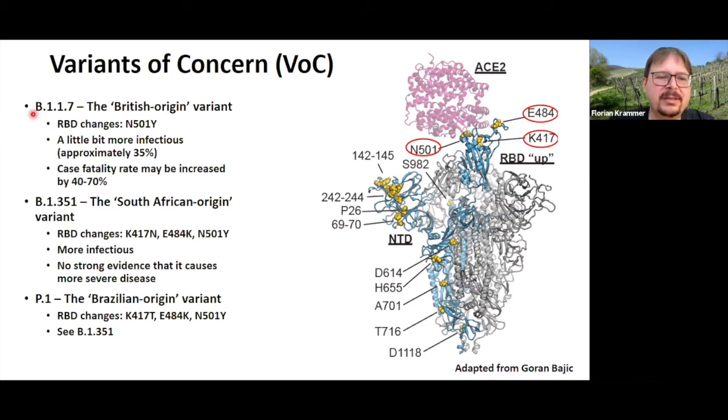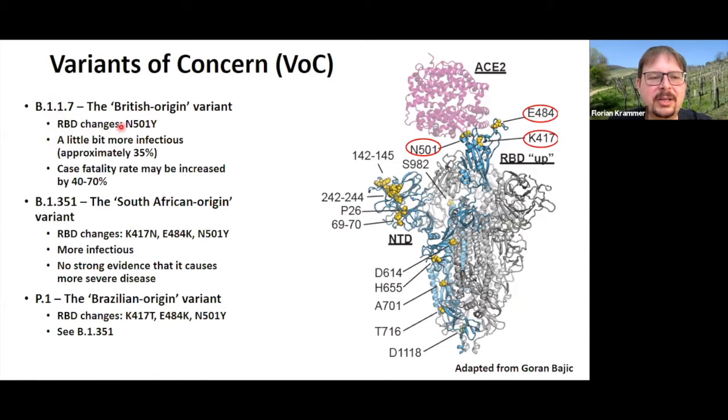We have one that's called B117, the British origin variant. Don't call it the British variant. We stopped calling viruses after places where they occurred. That's not really good, but it was detected first in the UK. The correct name is B117.